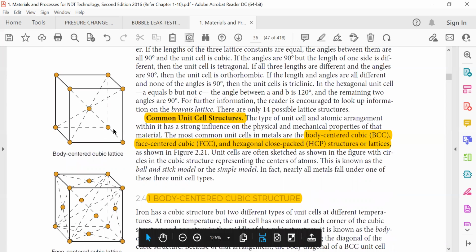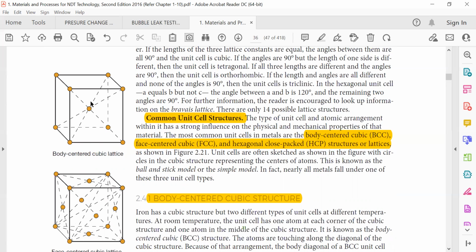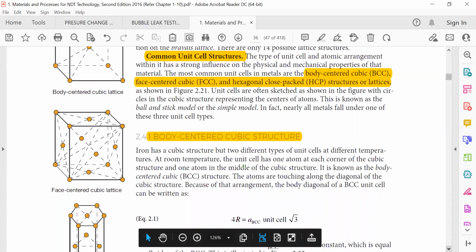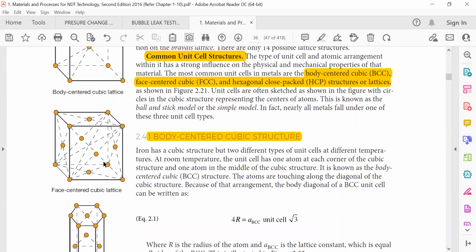So these are the common unit cell structures. Body-centered cubic: there are 8 atoms at the corners and 1 atom at the center, so 9. FCC, face-centered cubic: 8 at the corners and 6 on the faces, so 14 atoms.